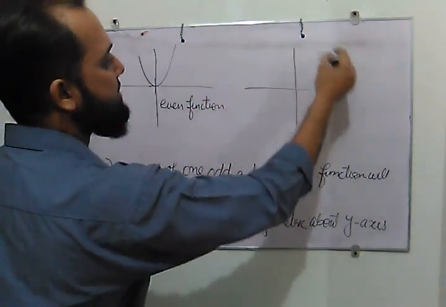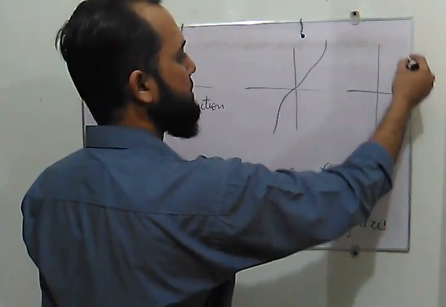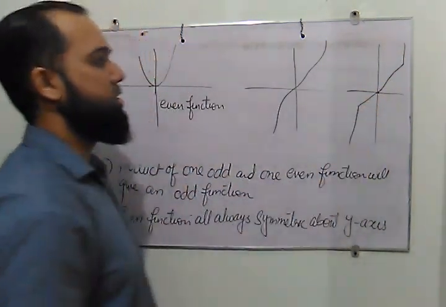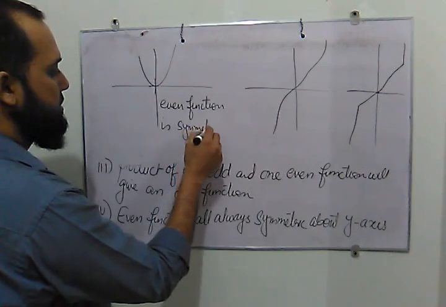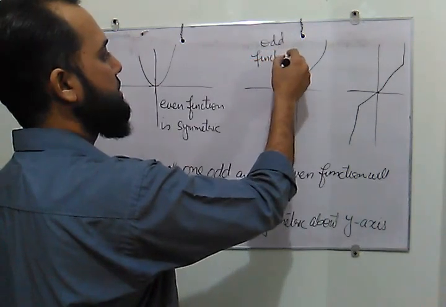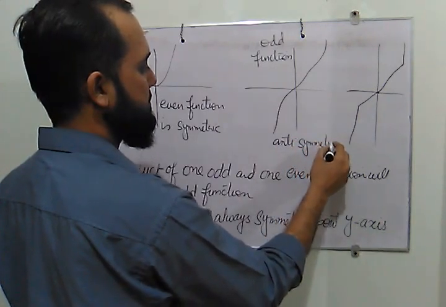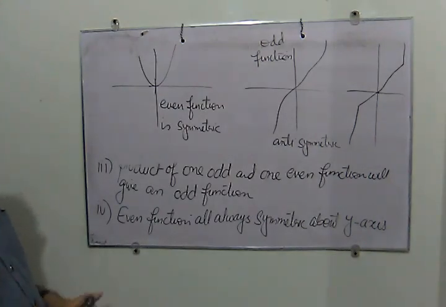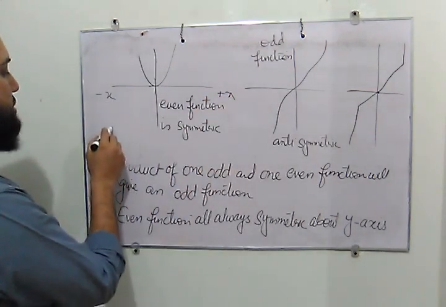An odd function will be like this. It will be anti-symmetric. If it is like this here, then in the opposite axis it will be like this. So even functions are symmetric and odd functions are anti-symmetric. So what will happen if we integrate an even function from negative x-axis to positive x-axis? It will become twice the function.